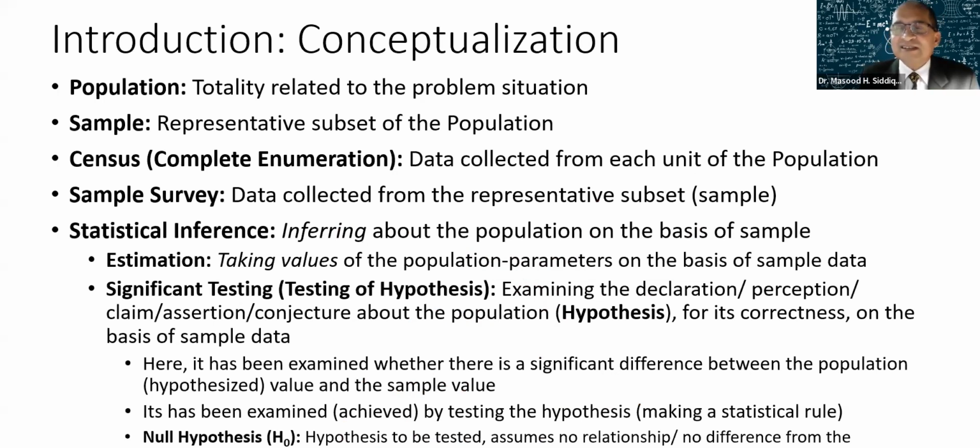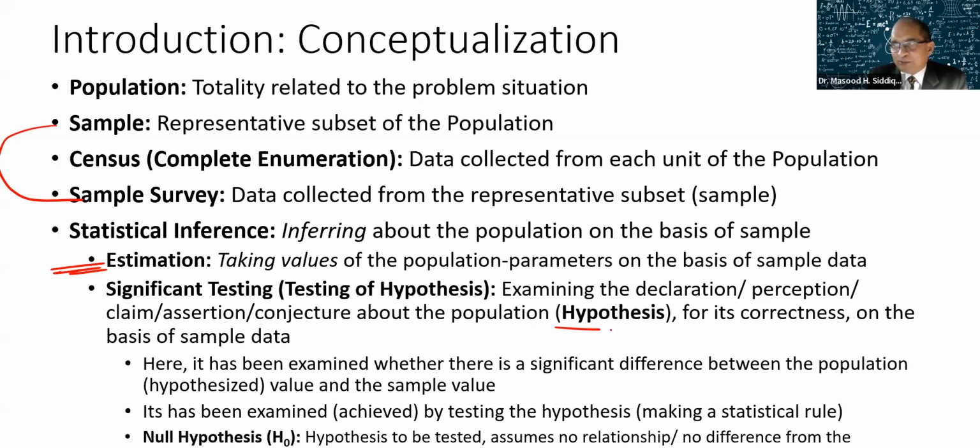Okay, so just a brush up of the concept. The totality related to the problem is known as population, and the study of the population is census. Sample is a representative subset of the population, and if we take the data from the sample only, that is known as sample survey. And here I am discussing the concept of statistical inference, meaning inferring about the population on the basis of sample. It has two aspects. One is estimation, which I am not taking here. And the second aspect that I am going to discuss is significance testing, or the testing of hypothesis.